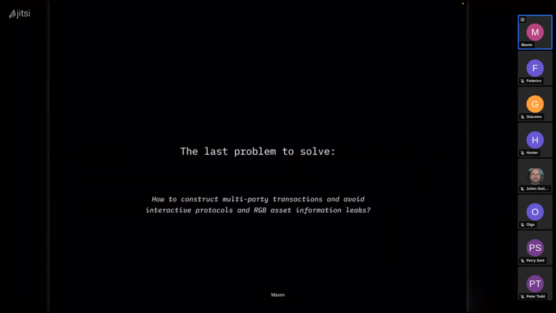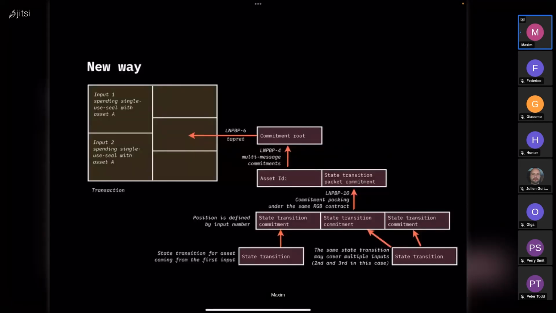There is another problem, which is not specific to op-return or pay-to-contract. It is shared by them. It is how to construct the multi-party transaction to avoid interactive protocols. Peter already discussed that, and it comes down to the same idea: we have two levels of structure. The first level is defined by the LNPBP4 protocol, which allows us to put commitments under different protocols into a Merkle tree and commit to these commitments via the Merkle root.